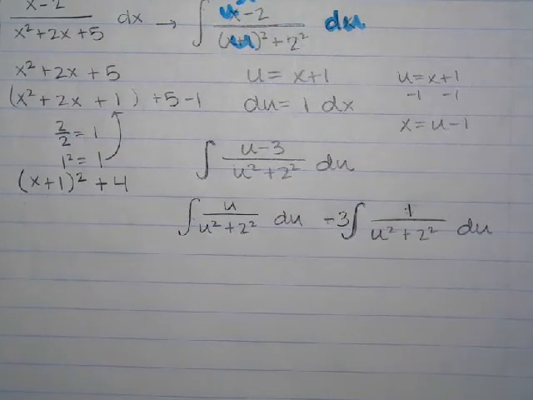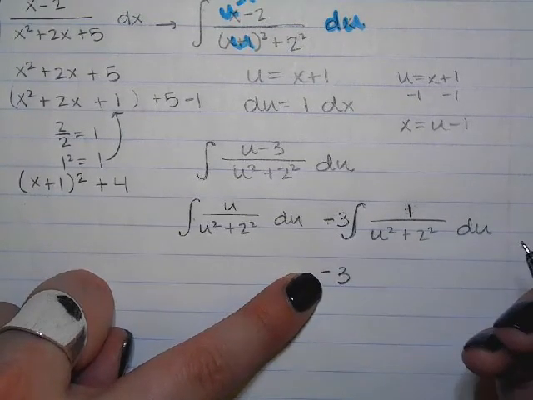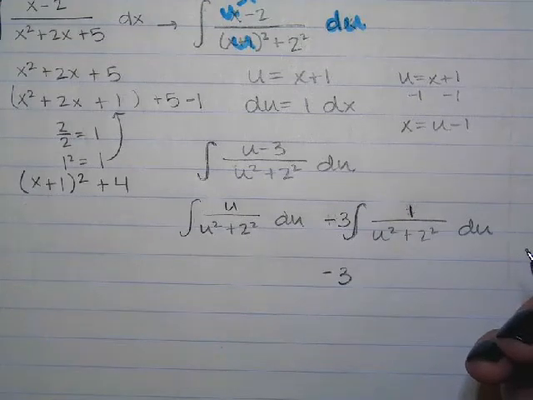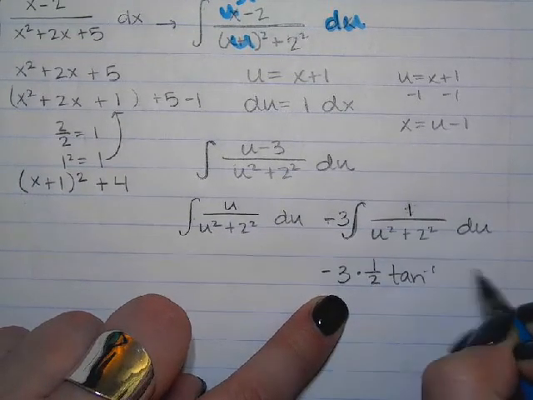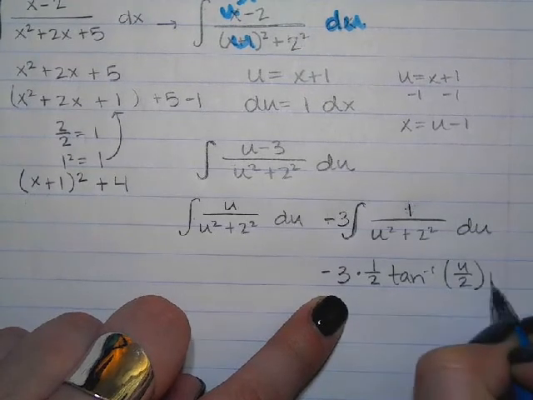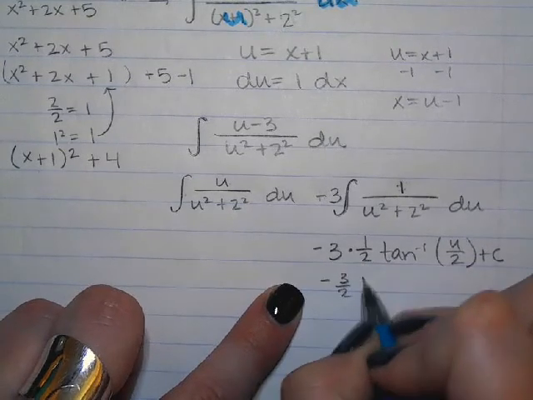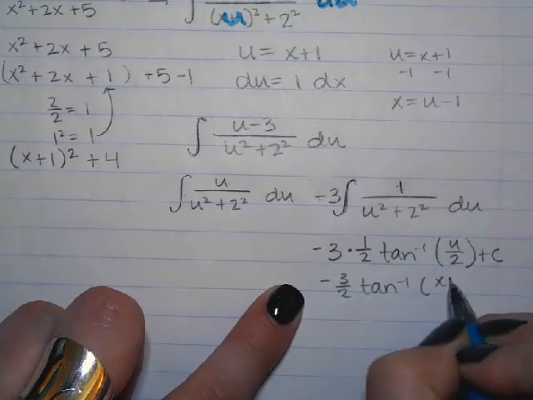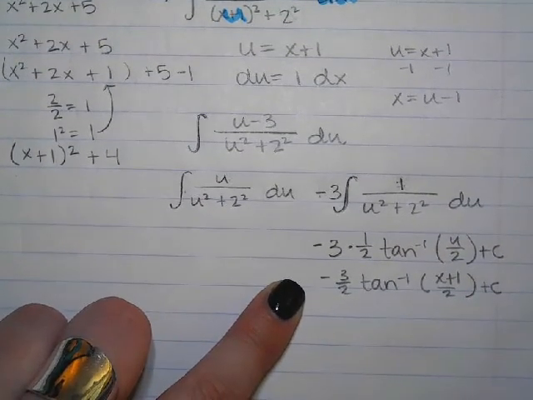Okay. So when I write this out, I've got negative 3, and then what does the yellow sheet tell me to do? It's 1 over a, tan inverse u over a. So it's times 1 over 2 tan inverse u over 2. And then what do we replace the u with? Does that make sense?